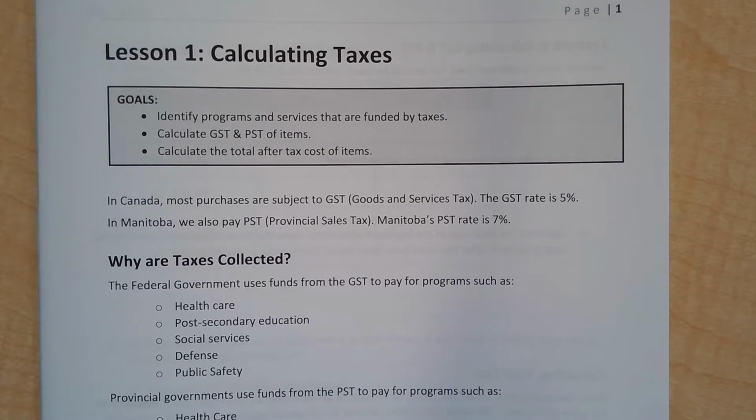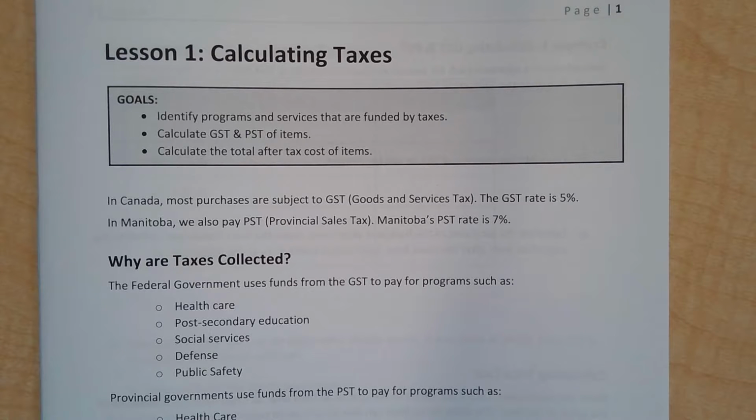The second one is to calculate the GST and PST of items. So how do we calculate the GST and PST? And then the third would be to calculate the total cost, the total after taxes of those items. So, in Canada, just reading on here, most purchases are subject to tax.